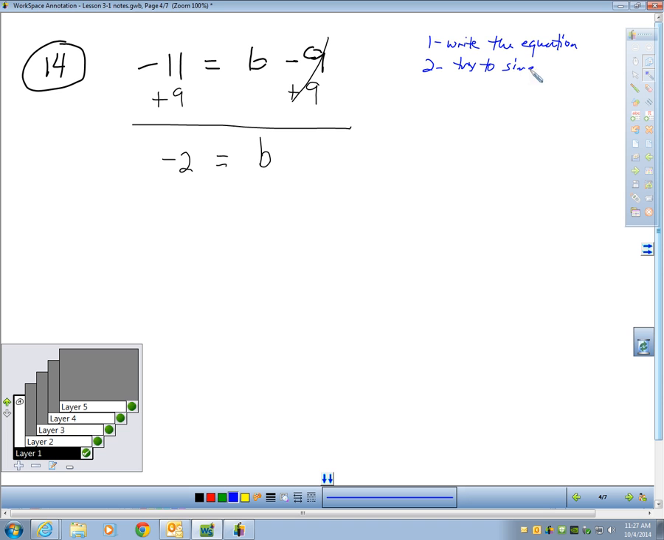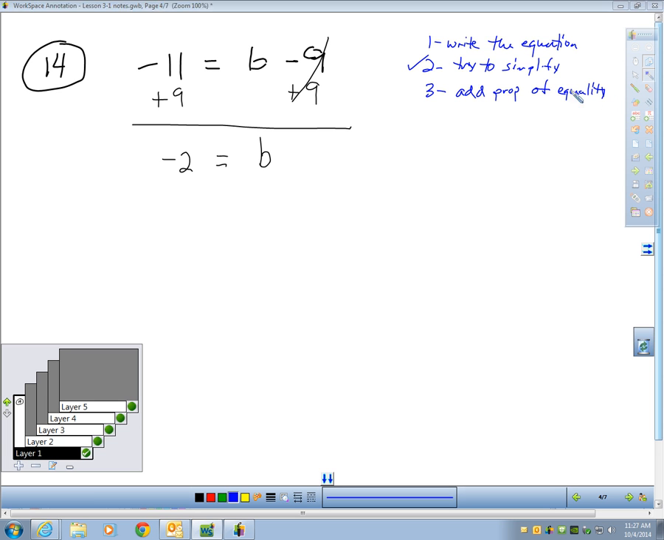Now, in this problem, I didn't mention that. Maybe I should right now. Let me see. Can I simplify? I can't simplify negative 11. b minus 9, I can't combine those. So I tried. I can't. Step 3, I used an inverse operation. I used the addition property of equality.